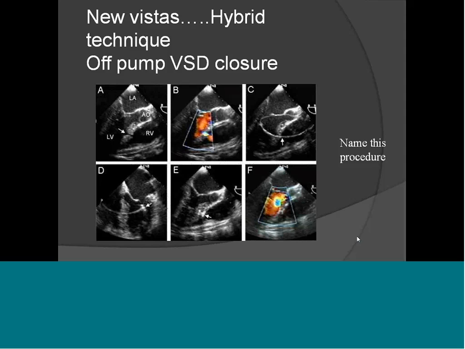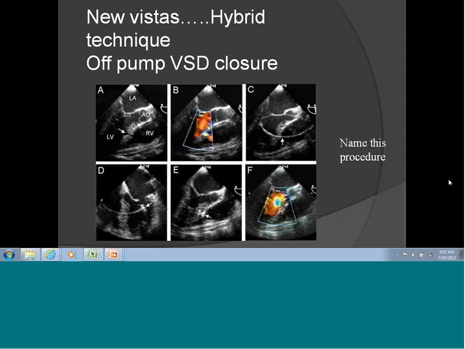The off-pump VSD closure. So I can send you some papers. We did a bunch of these cases at NS, so I can send you some papers on that. So there are a lot of now kind of hybrid techniques, and this is one of the hybrid techniques for sicker babies, smaller babies with VSDs. You can extubate very quickly because you don't have all the issues of cardiopulmonary bypass, but you do have a little bit of the sternotomy still there.